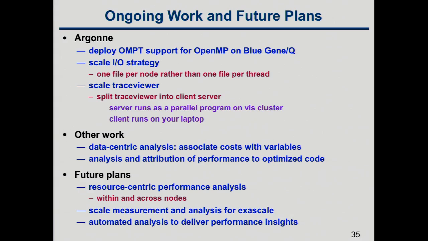And so some of the ongoing work is we're working to deploy the OMPT support for OpenMP on BlueGeneQ. We're looking to scale our I/O strategy. Currently we're collecting data one file per thread, and that doesn't work so well with GPFS or Lustre when you get beyond, say, 10,000 threads. You can still monitor large-scale executions that are using more than 10,000 threads, but you don't monitor all the threads. In fact, you can say that I just want to monitor a fraction of the threads, say 10% or 20% of the threads in the execution.